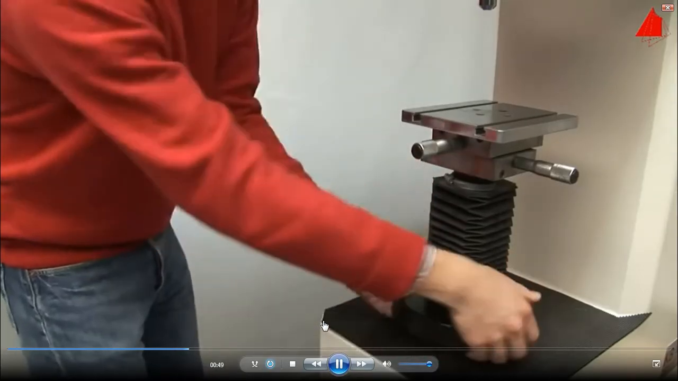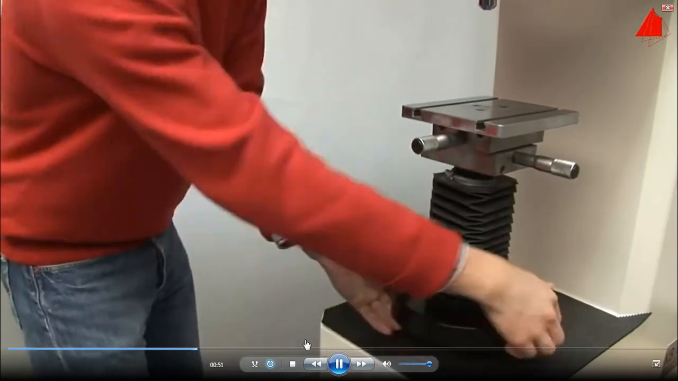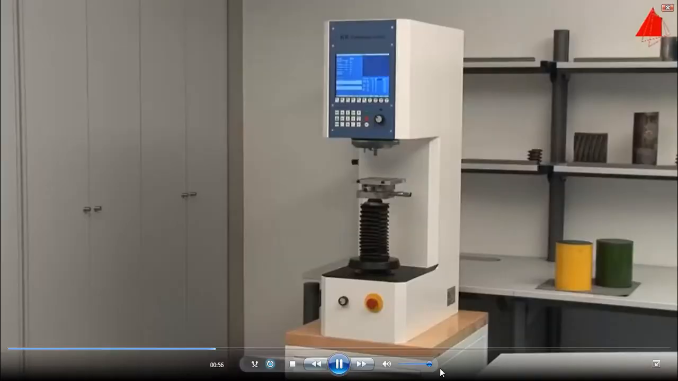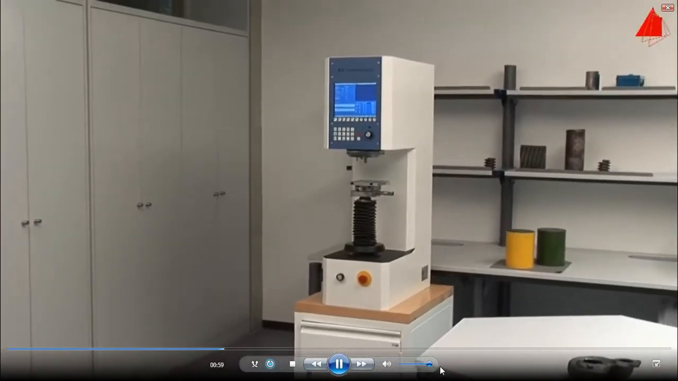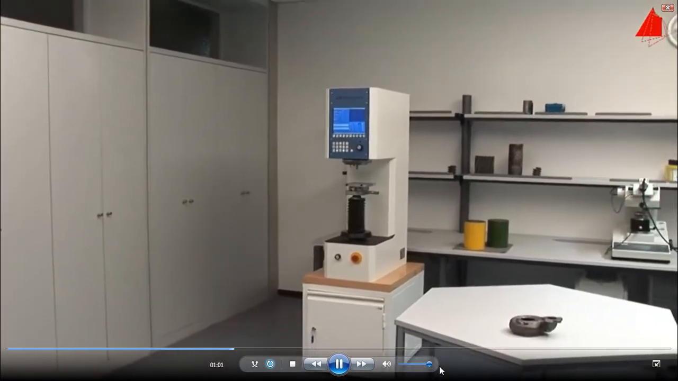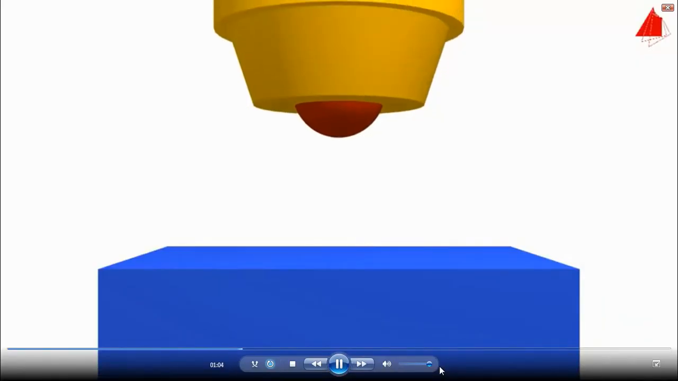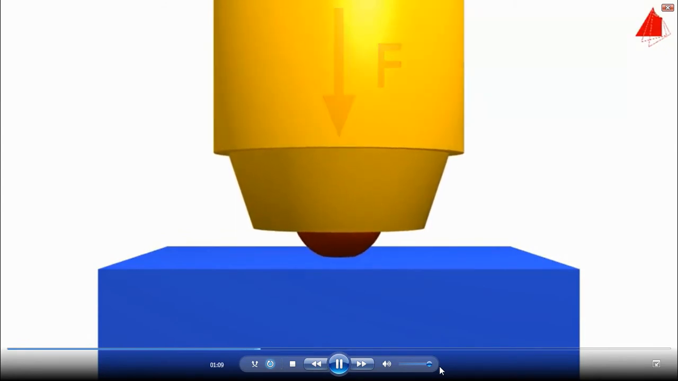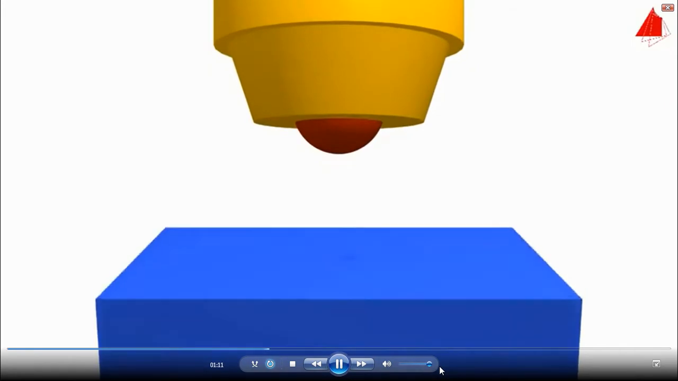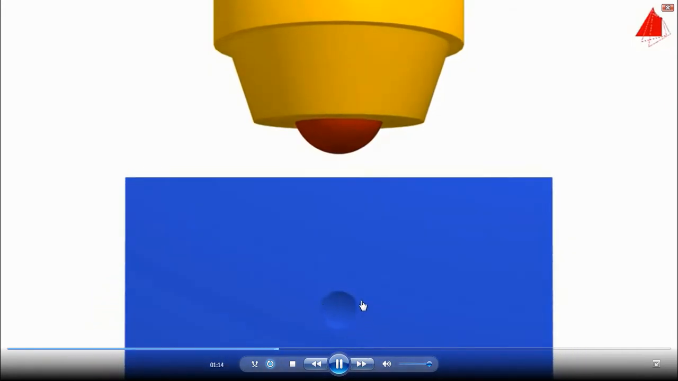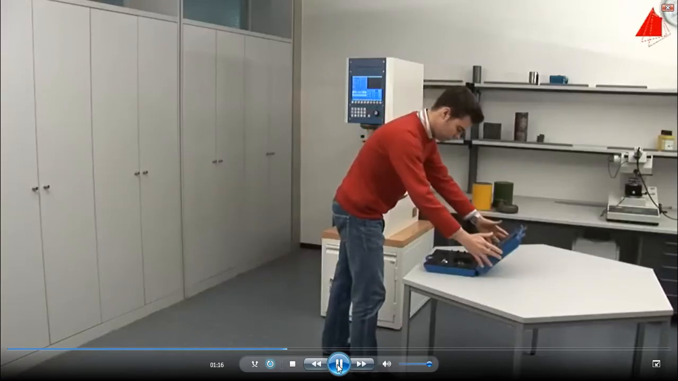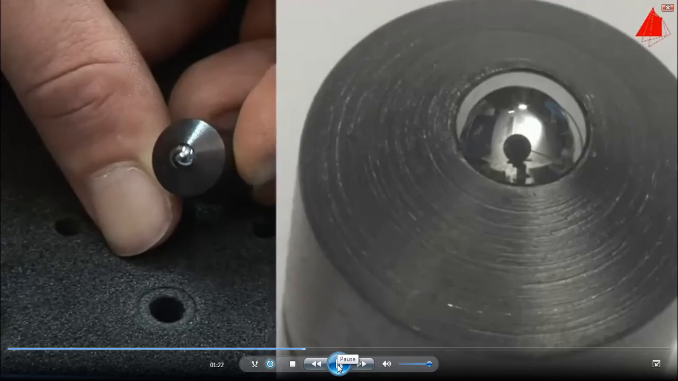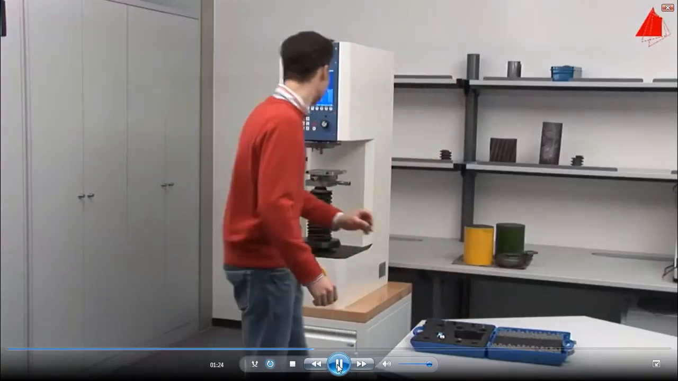The support table can be adjusted in height, so the test piece can be positioned at the correct distance to the microscope lens and the indenter. After becoming familiar with the machine, let's start the experiment. The principle of the Brinell hardness test is to press a hard spherical indenter with an exactly defined force onto the test piece, then evaluate the surface area of the indentation. The tester selects a suitable spherical indenter and inserts it into the holding device of the testing machine.